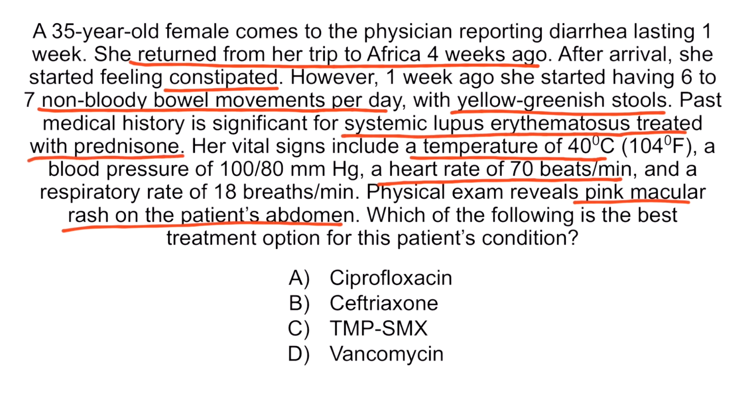Now, corticosteroids are known to weaken the tendons, increasing risk for tendon rupture. And fluoroquinolones, including ciprofloxacin, also increase that risk of tendon rupture. So you might want to avoid ciprofloxacin in favor of ceftriaxone. So the best treatment option is choice B, ceftriaxone.